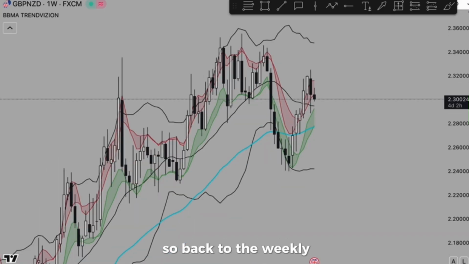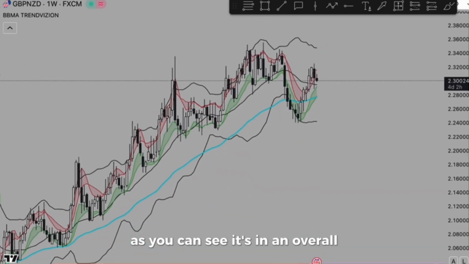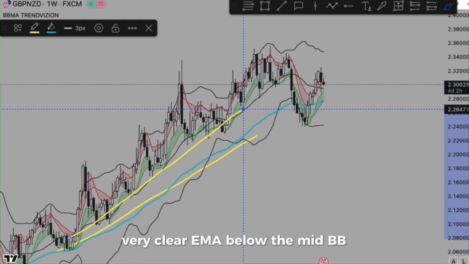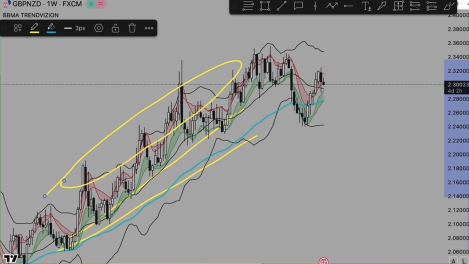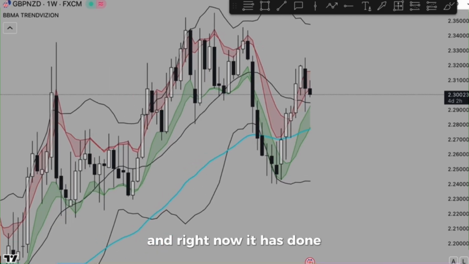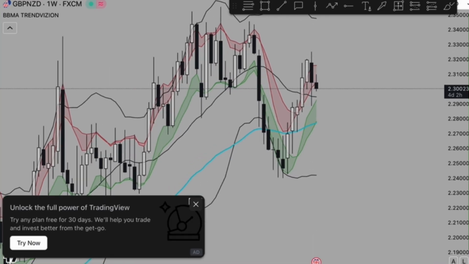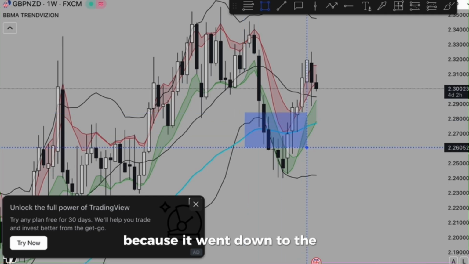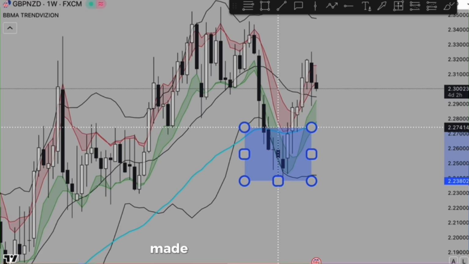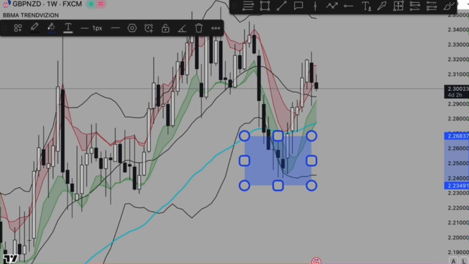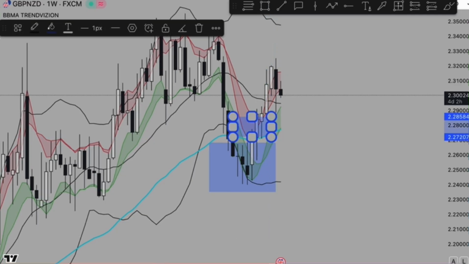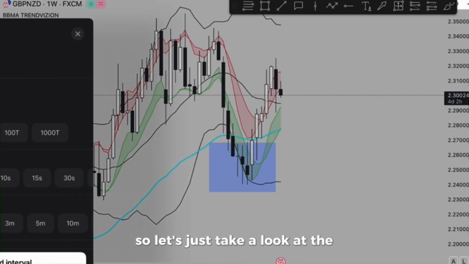So back to the weekly. As you can see, it's in an overall uptrend, very clear. EMA below the mid BB, making CSM, and right now it has probably done a monthly re-entry, because it went down to the low BB area with a CSAK sell, made some extreme here, failed the re-entry buy here, re-entry sell here. So let's just take a look at the monthly just to be sure.